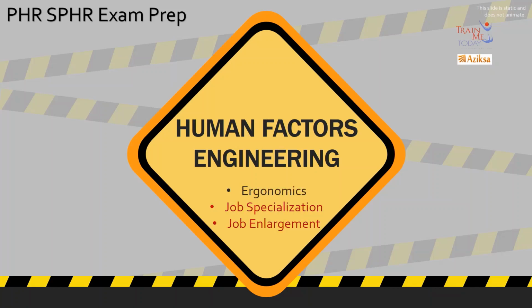The two major strategies of job redesign are job specialization, sometimes called job simplification, and job enlargement. These two strategies are almost exact opposites. Job specialization involves simplifying a job by reducing the number of elements performed by the worker, and job enlargement involves making a job more complex by combining additional elements to increase the number of activities performed by each worker.